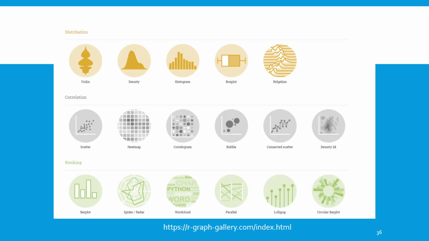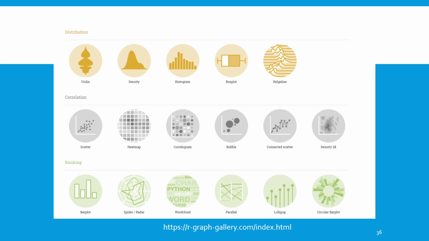This creates a kind of hierarchy. You can go to that web page, a gallery of graphs, where you can look into the alternatives that we have. If you want to look into distribution, we have different chart types, the violin chart, the box plot, the ridgeline, or for correlation, the heat maps, the choropleths, the bubbles. For ranking, we have the spider radar, the word clouds, the lollipops.